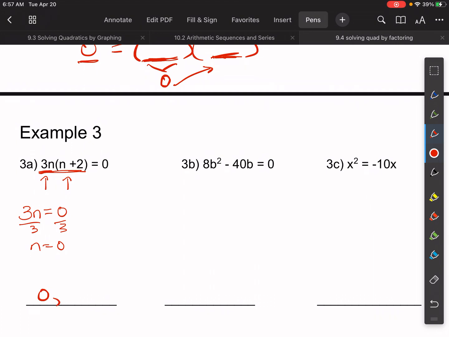The other one is n plus 2. What makes n plus 2 go to 0? Well, you can do that in your head, or you can do this out. If you subtract 2 from both sides, n is equal to negative 2.